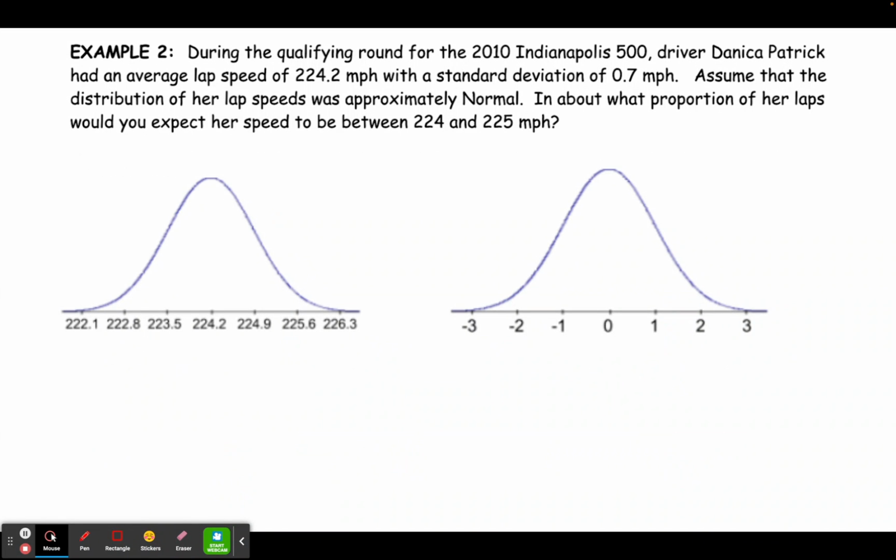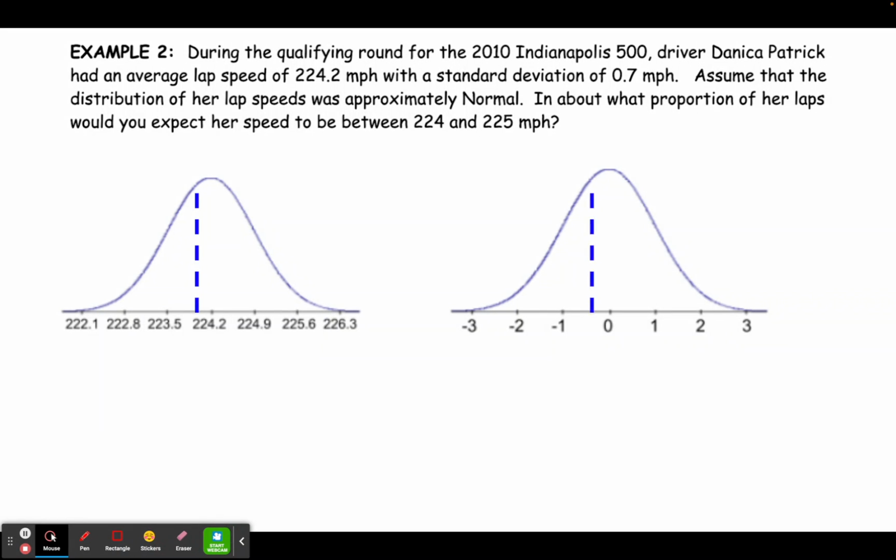All right, example number 2 says during the qualifying round in the 2010 Indianapolis 500, Danica Patrick had an average lap speed of 224 miles per hour with a standard deviation of 0.7 miles per hour. Assume that the distribution of her lap speeds was approximately normal. In what proportion of her laps would you expect her speed to be between 224 and 225 miles per hour? Again, you've got both curves labeled there for you in your notes. So in the curve on the left, 224 would be right about there.